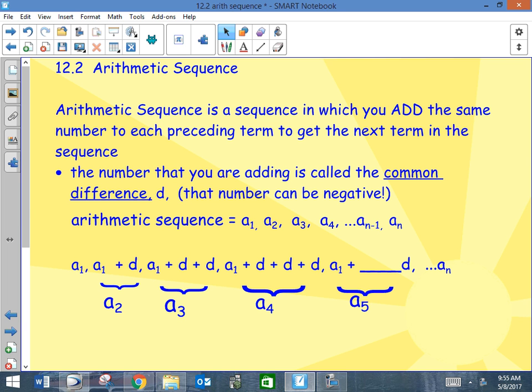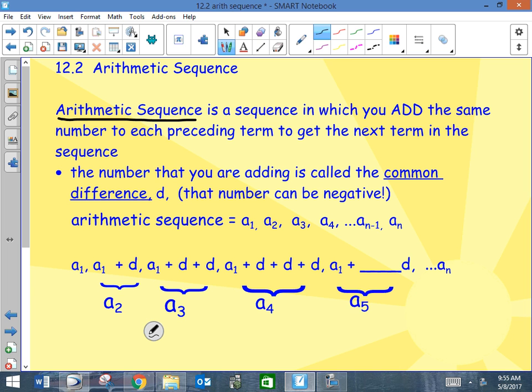Okay, so an arithmetic sequence is the sequence in which you add the same number to each preceding term. Most of you will look for that term when you're looking for patterns anyway. Okay, the number that you are adding, that common number, is called the common difference. And remember that number can be negative, so you really can subtract it as well as add it.